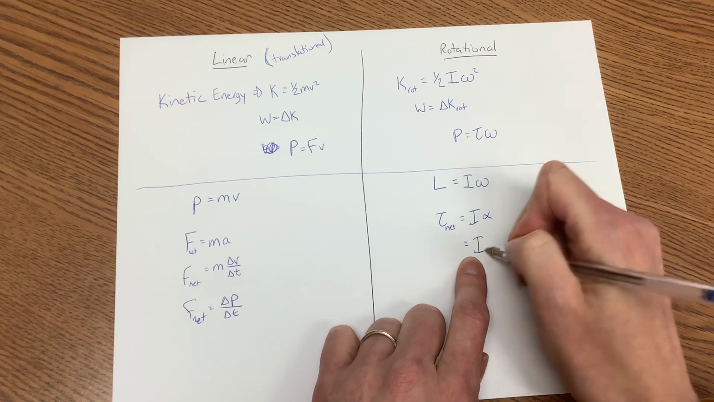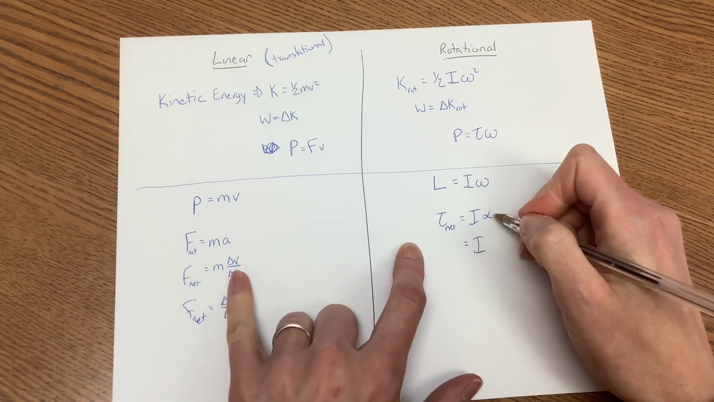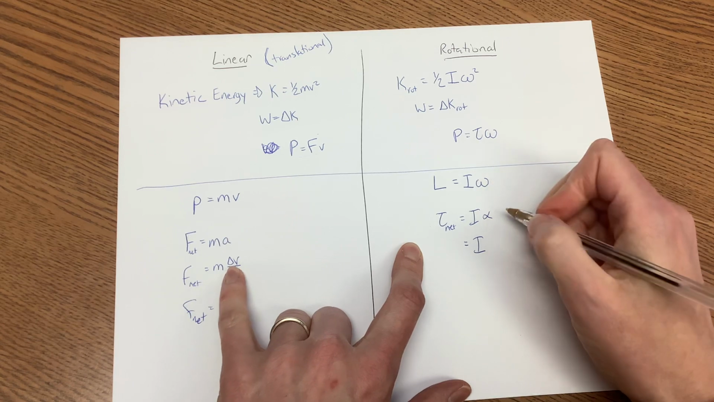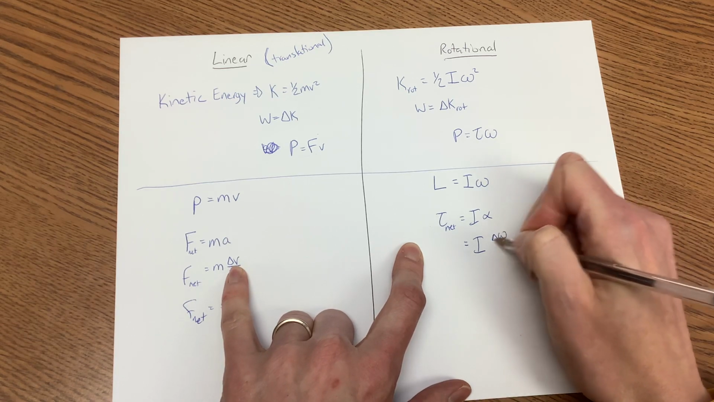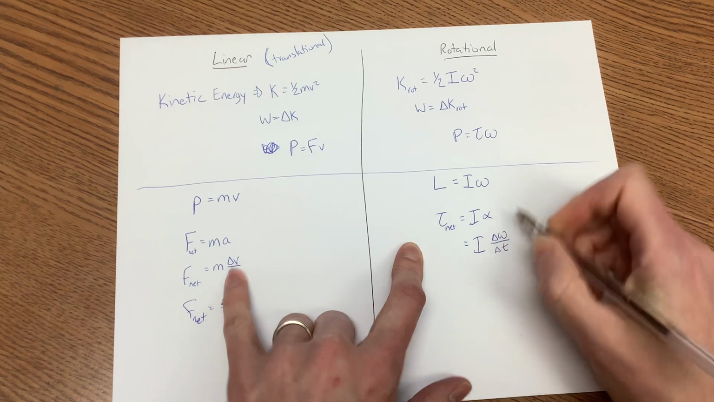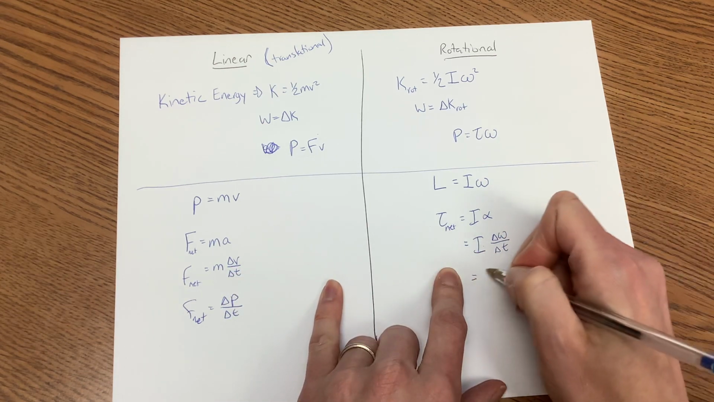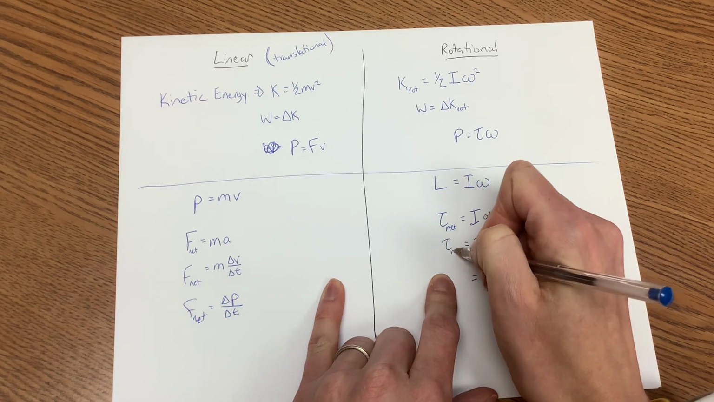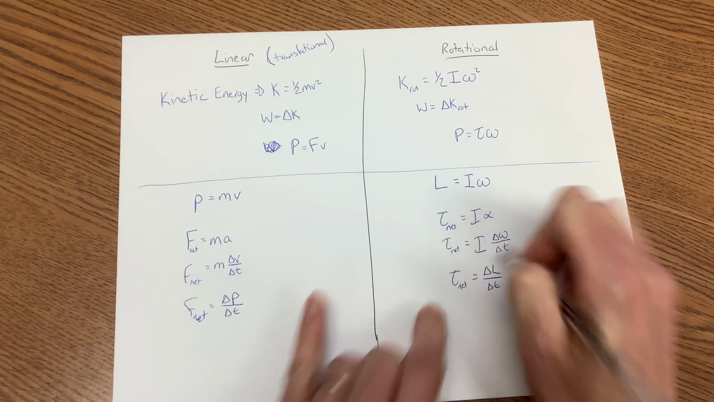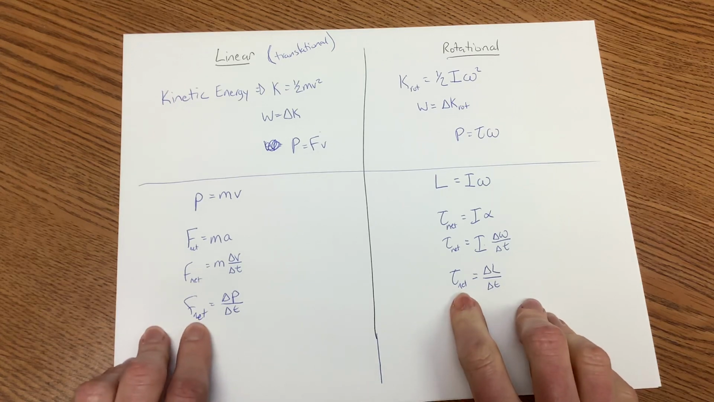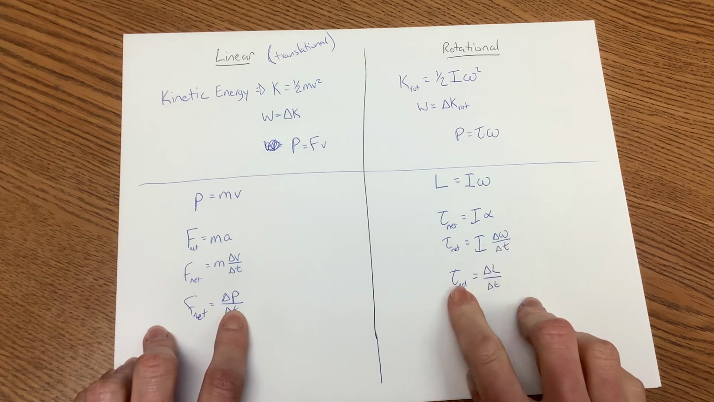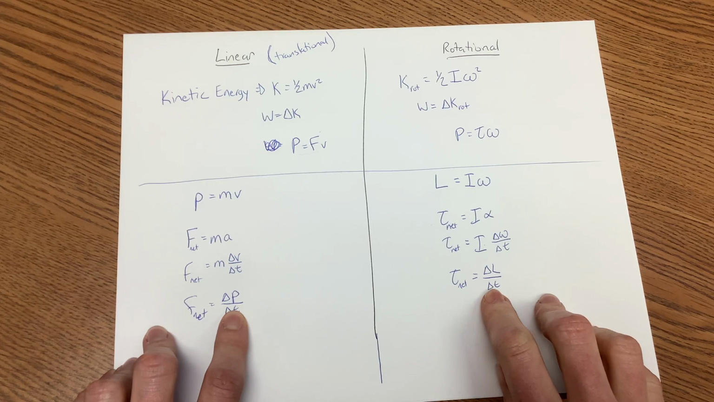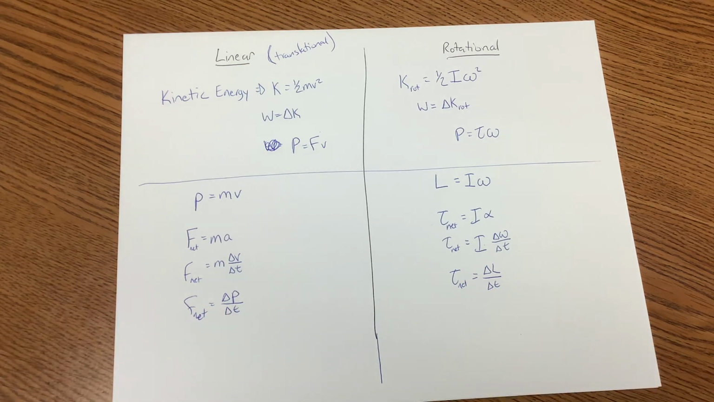Okay, let's put the alpha here, the I there. But instead of delta V, we'll do delta omega over delta T. But I delta omega would be delta L over delta T. And so the net torque does the same thing that the net force does. So a net force changes the momentum, a net torque changes the angular momentum, just the same, okay? And so that's just another way to write Newton's second law, okay?